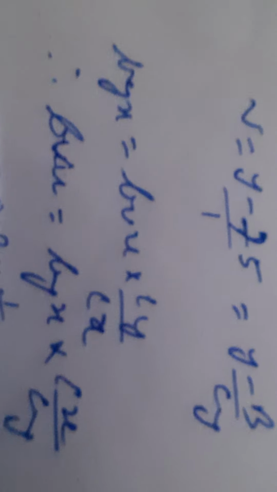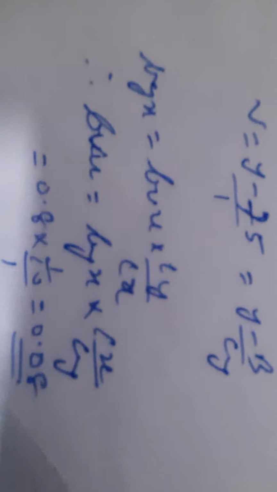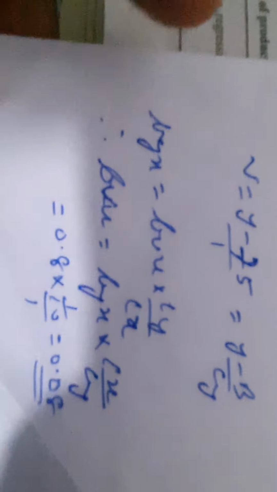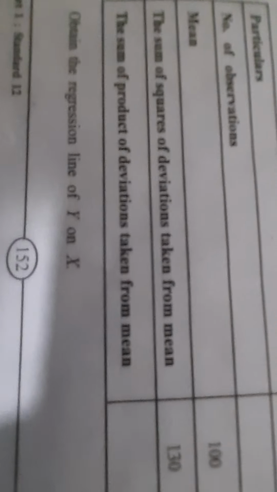So these three questions you study really well by understanding them and practice them. Go to illustrations also, you can find similar questions there too. Okay, question number 13. The following results are obtained for a bivariate data. Particulars are given: number of observations, mean, sum of squares of deviations from mean, that is x minus x bar, and the sum of the products of deviations taken from means of x and y, that is x minus x bar into y minus y bar. Okay, so now let us work out that question.